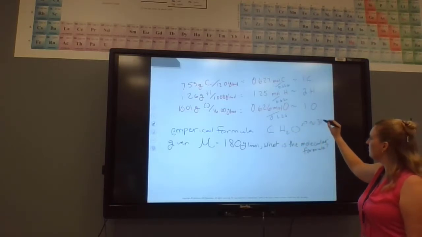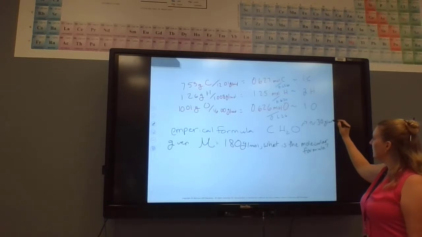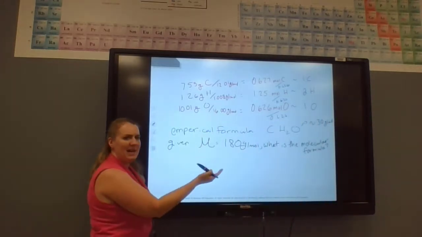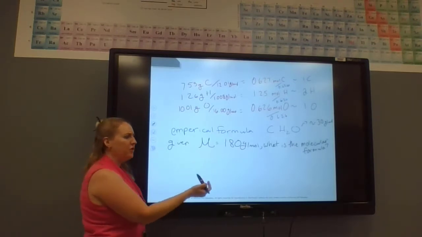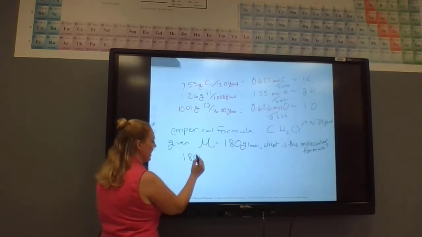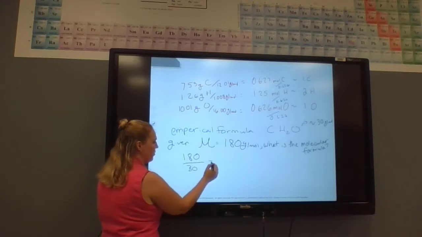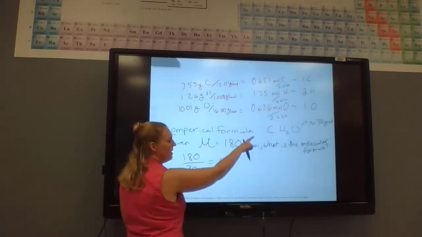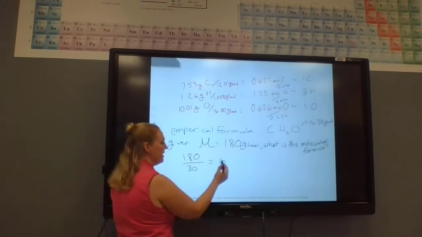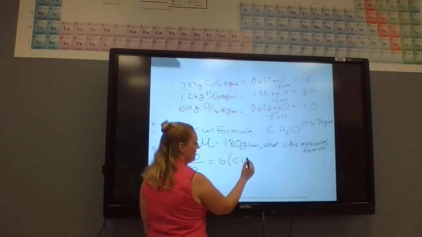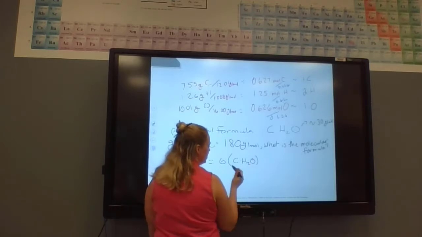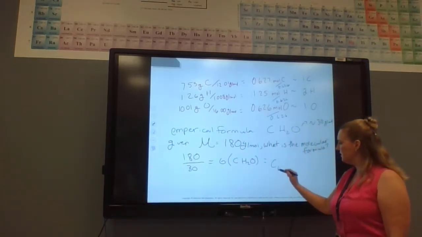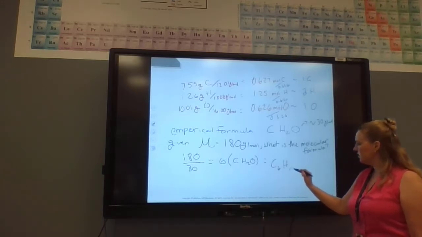So if our total mass is 180, and each time I have that formula, it's going to count for 30. If I take 180 and divide by 30, that gives me what ratio? 6, which means that my empirical formula, I need to multiply that through by 6. So if I distribute the 6, that gives me what is the formula for glucose? C6H12O6, and that is the molecular formula for glucose.